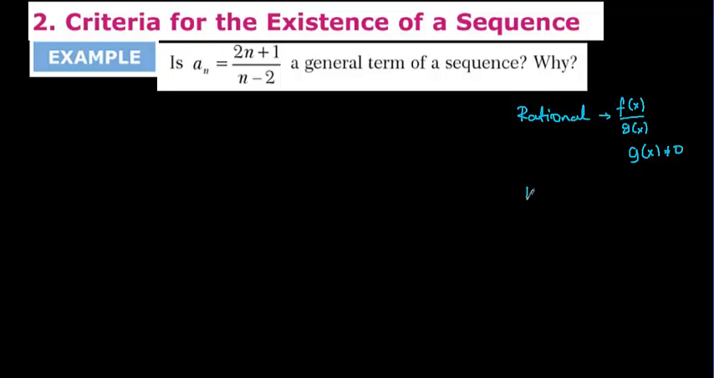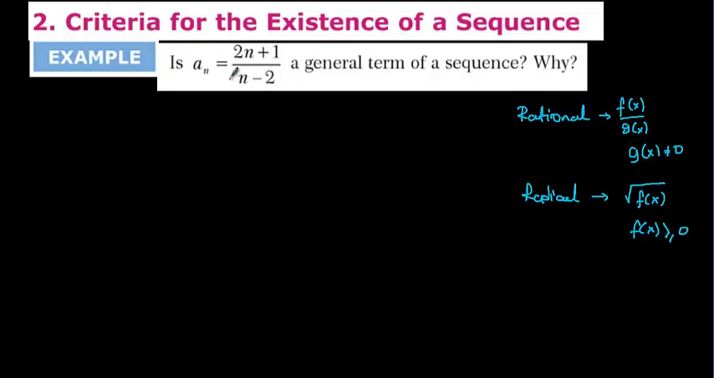Or if we have a radical function, when we write the square root, f(x) inside the square root must always be greater than or equal to 0. If it is less than 0, the function is undefined. That's why this cannot define a general term for the sequence.